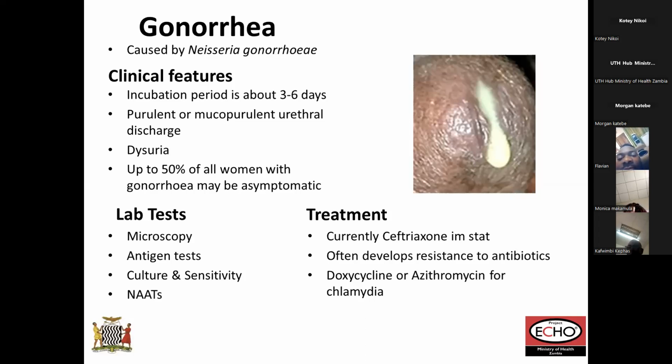Lab tests for gonorrhea: you can do microscopy, a gram stain where you see the gram-negative diplococci. And then you can also do antigen tests, which are point-of-care tests, but the gold standard will be culture and sensitivity. Gonorrhea is very prone to mutations that can make it become drug resistant. So there's always been a change in the trend of antibiotics that have been used over time for gonorrhea. Then there's also the nucleic acid amplification test, which is a kind of PCR method that is used to test.